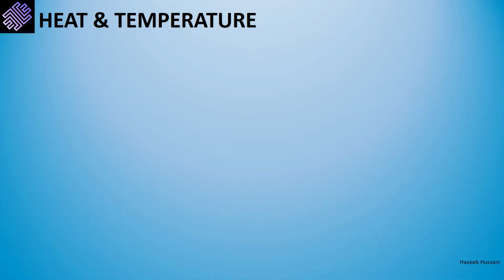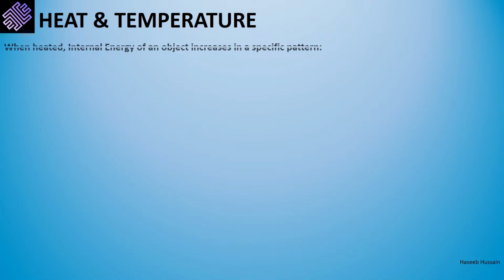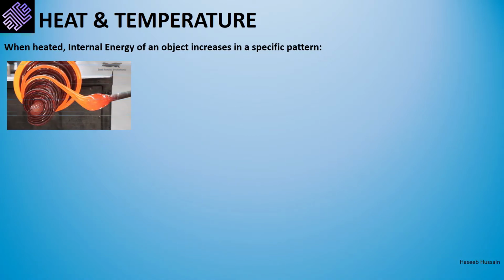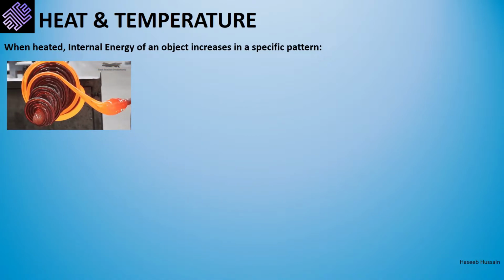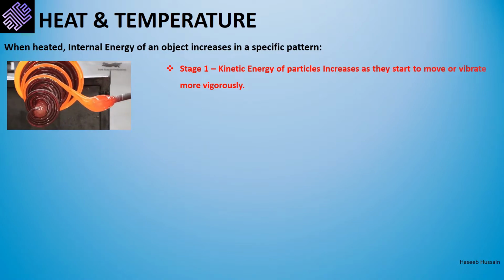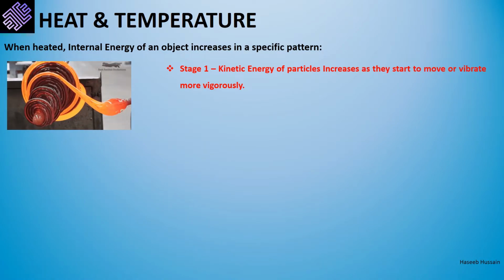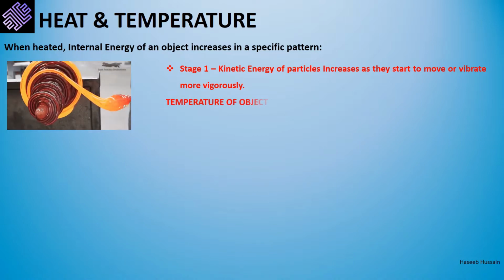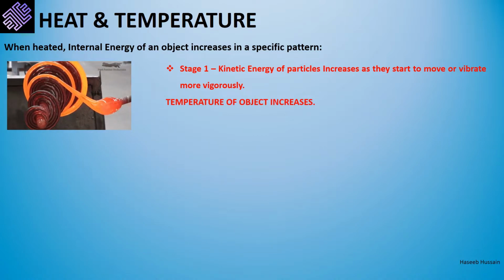We know that all objects possess internal energy, which is the sum of kinetic and potential energy of its particles. And when we heat a substance, its internal energy increases. This means both kinetic and potential energy increases, but this increase is in a set pattern or stages. In the first stage, the energy is absorbed by the particles to increase their motion and speed. As a result, kinetic energy increases and temperature of the object rises.